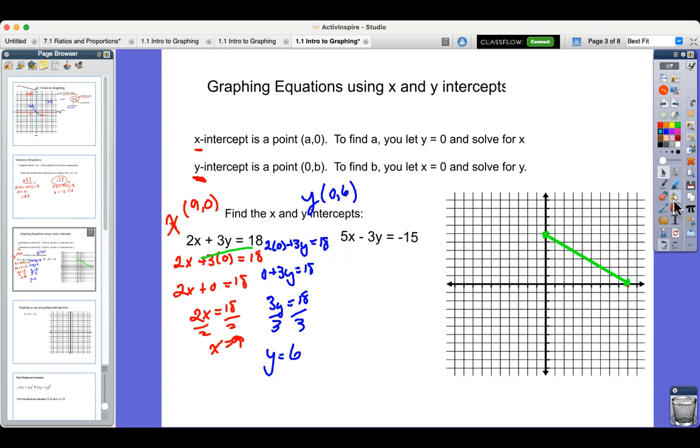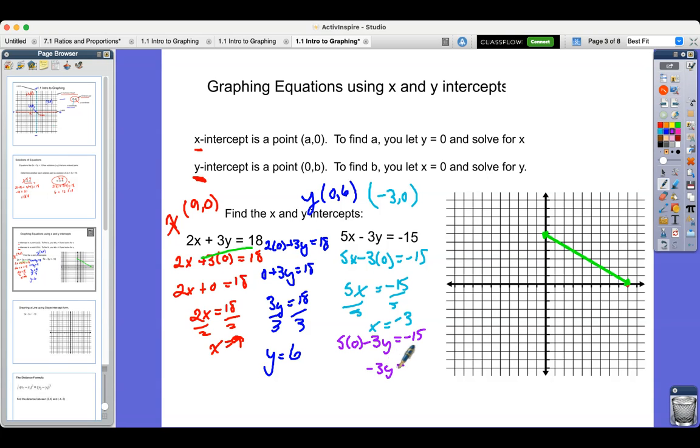All right, so hopefully you paused and tried that. Let's see what you got. We're finding the x-intercept, so we do 5 times x minus 3 times 0 equals negative 15. So we end up getting 5x equals negative 15, divided by 5, x equals negative 3. So the ordered pair for that is (negative 3, 0). That's our x-intercept. For our y-intercept, we're doing this purple. We'll do 5 times 0 minus 3y equals negative 15. So we get negative 3y equals negative 15, divided by negative 3. We get y equals positive 5, because negative divided by negative is positive. So the ordered pair for that is (0, 5).